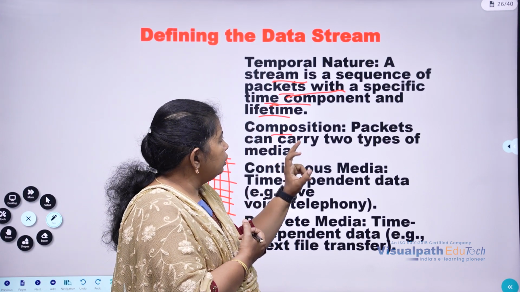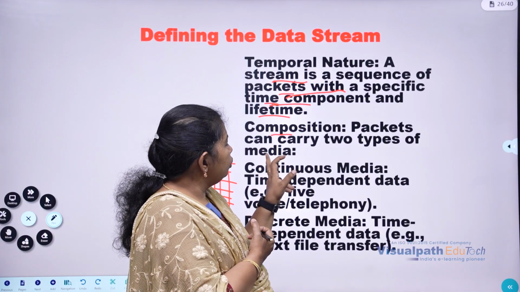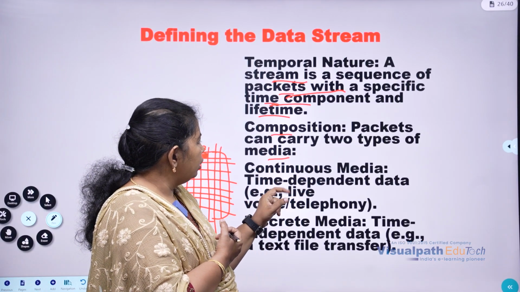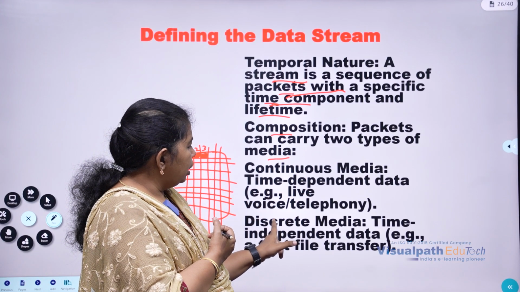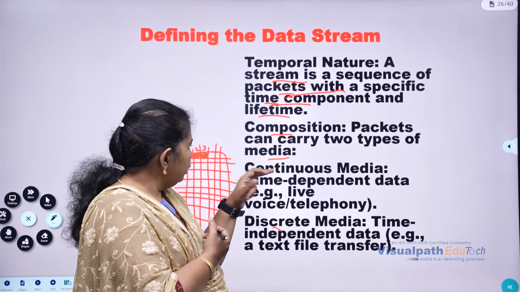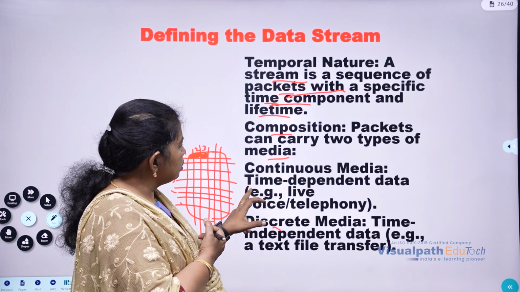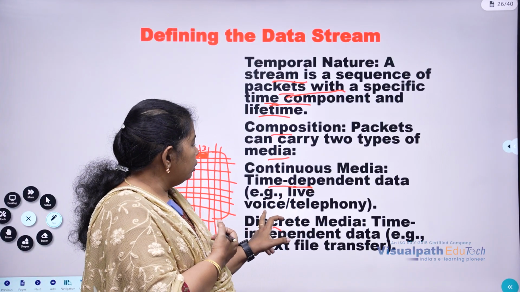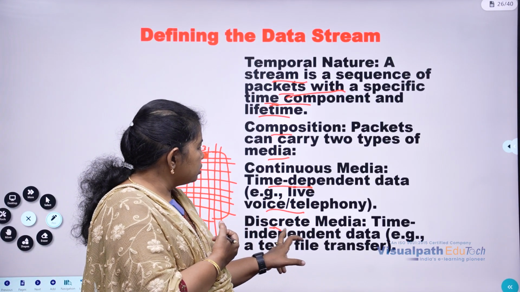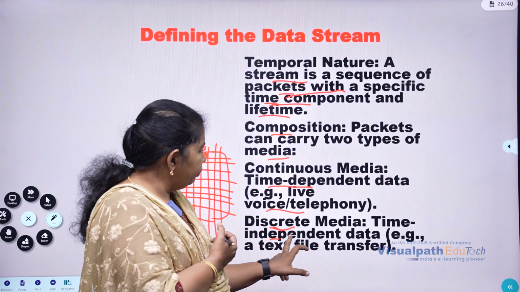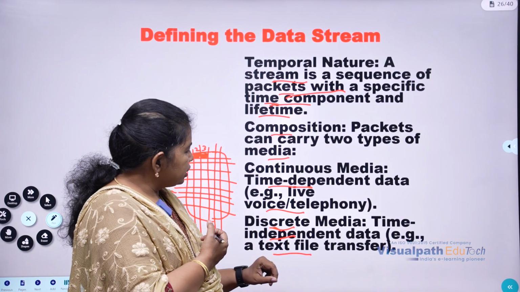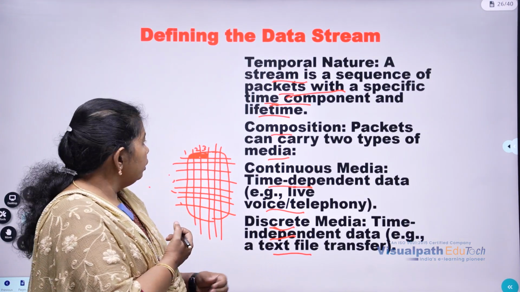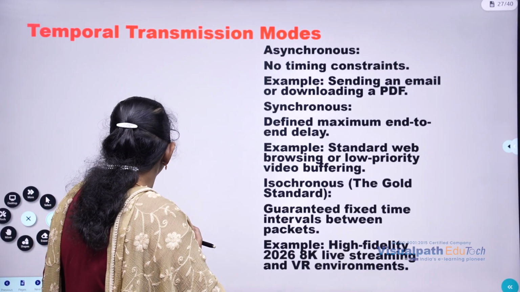And composition: packets can carry two types of media. What are those? One is continuous, another one is discrete, right? So continuous media and discrete media. What is continuous? It is time dependent data, like voice or telephony. Discrete media is independent data, like a text file transfer, right? So this is the thing.